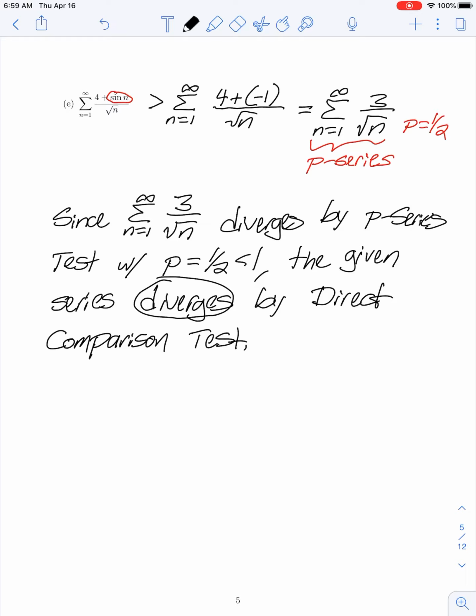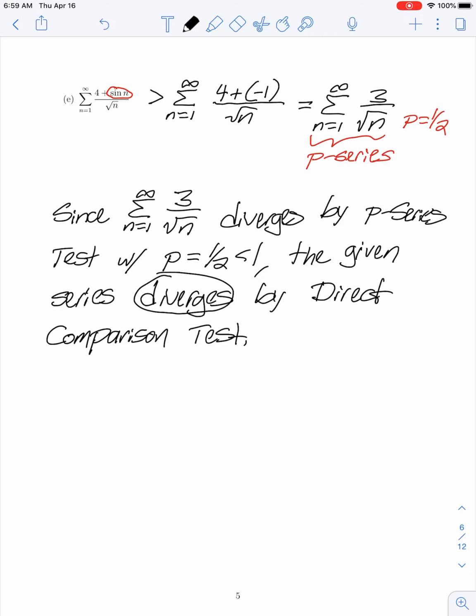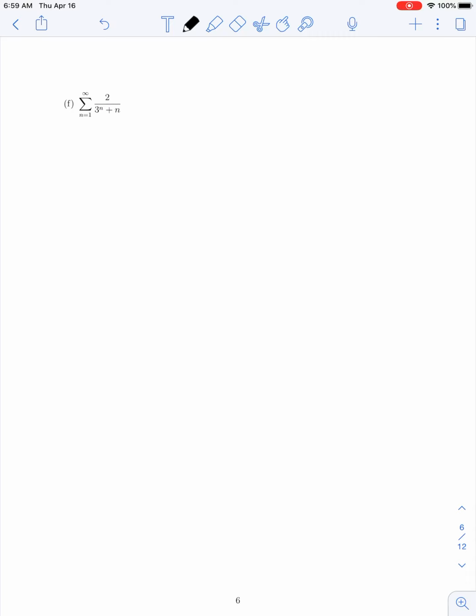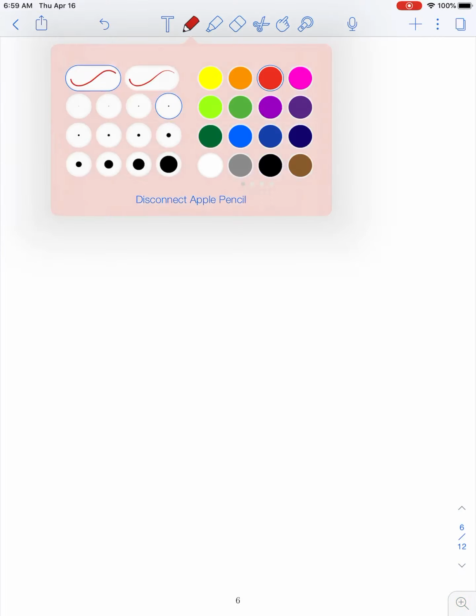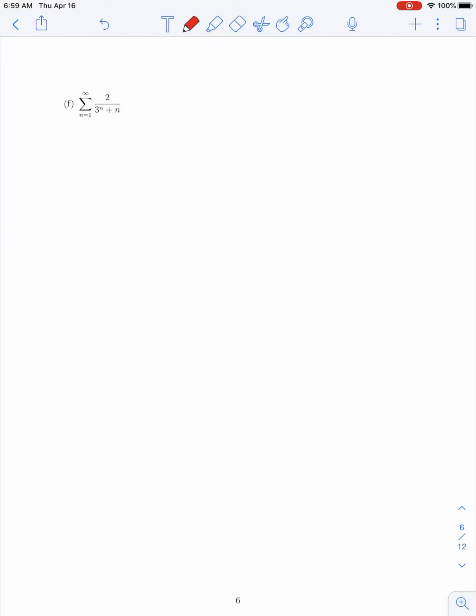All right, so let's look at some other ones. In this next example, part F, we have the sum from 1 to infinity of 2 over 3 to the n plus n. So this series looks sort of similar to the p-series 2 over n. So if we were to compare with that p-series, we see the extra term that we have here is this 3 to the n in our denominator.